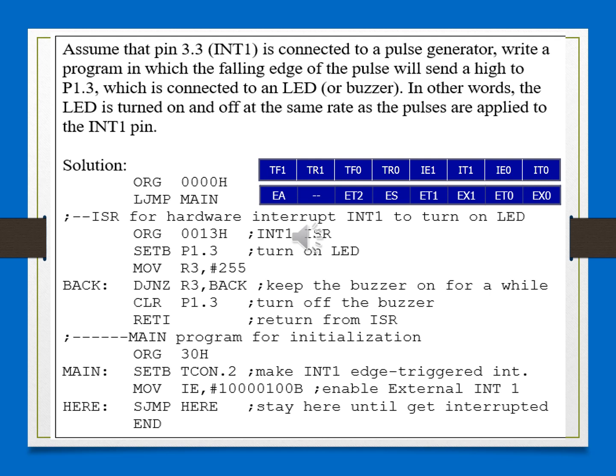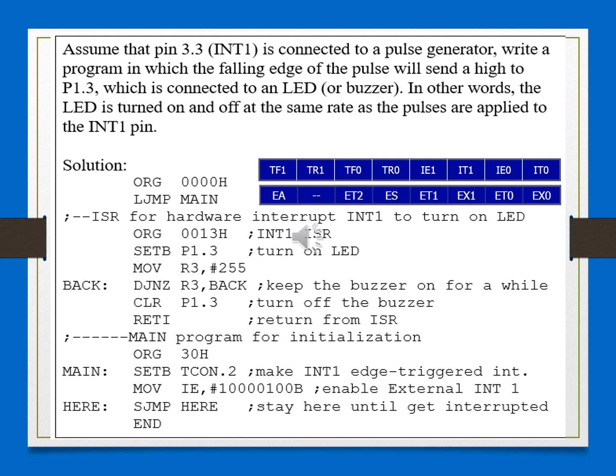Then you are loading the IE register with 1000 0100, that is 84H. Observe the second register there. You are enabling the external interrupt 1: EX1 is made 1 and the EA bit is also made 1. Now SJMP here is an instruction where you are waiting for something. That is a loop. What are you waiting for? You are waiting for the interrupt to occur.